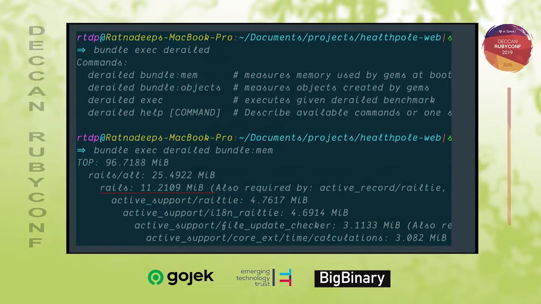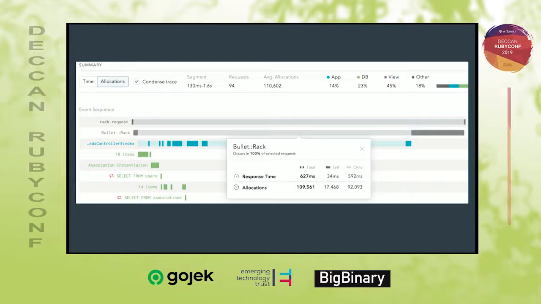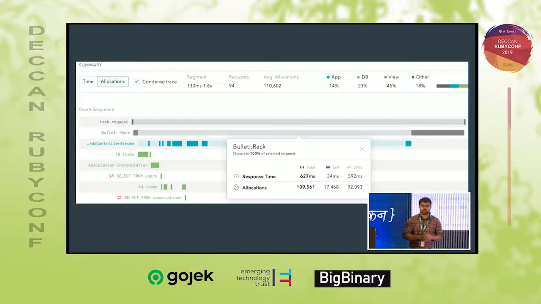So you can use these two commands and see the amount of memory used whenever a gem is loaded and the amount of objects allocated whenever a gem is loaded. Based on that, you can decide which of the gems could be responsible for your memory issues or your memory bloat. So this is step one. Apart from derailed, I also found a few other tools that are quite useful. One is Scout, and the second one is Skylight.